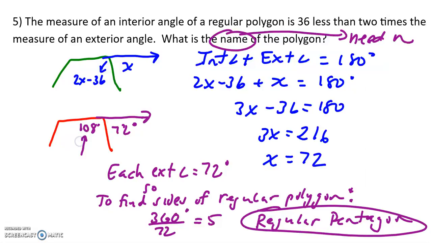I didn't actually need to find that though, because if I know that each exterior angle in a regular polygon or equilateral is 72, I would take 360 total degrees divided by 72 and got that to be 5, or 5 sides, which means that I have a regular pentagon here.